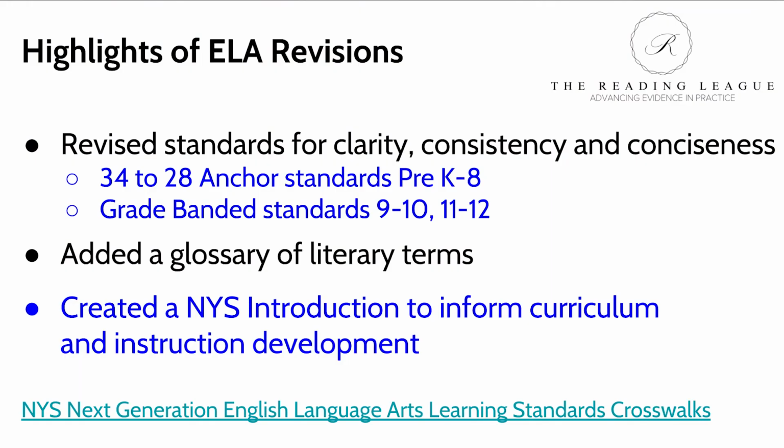They did revise the standards for clarity, consistency, and conciseness, hence why they put together the reading for information and the reading literature standards, because there were some redundancies there as far as breaking down RLs and RIs. We went from 34 anchor standards to 28 anchor standards in pre-K to 8th grade. And the standards are grade level banded for 9th and 10th, and then for 11th and 12th.